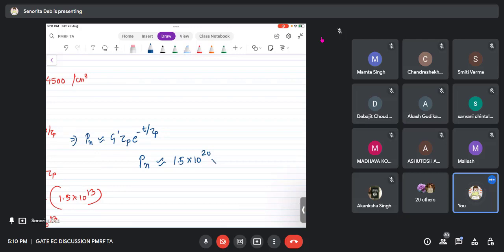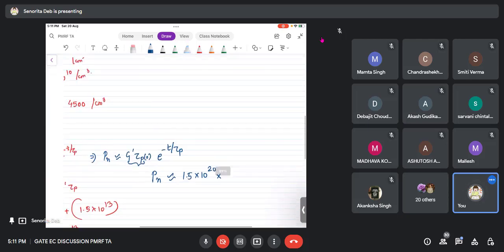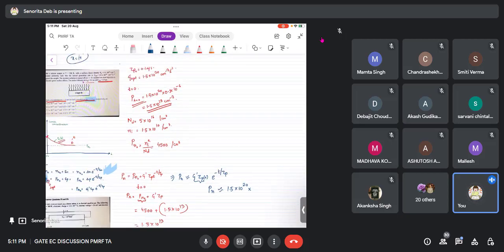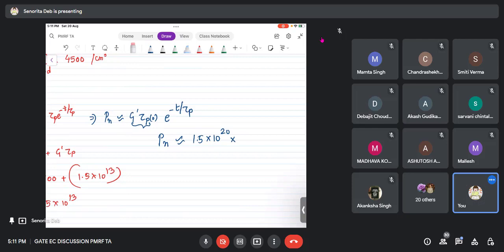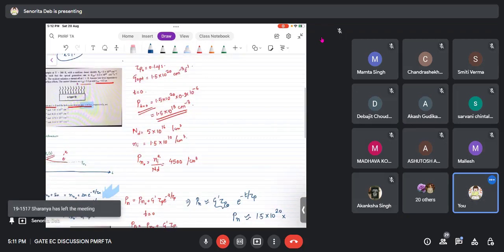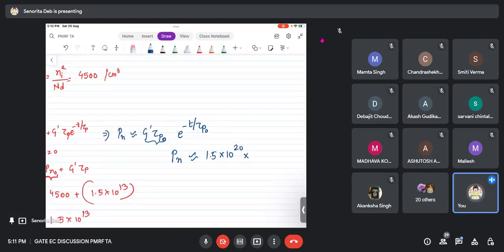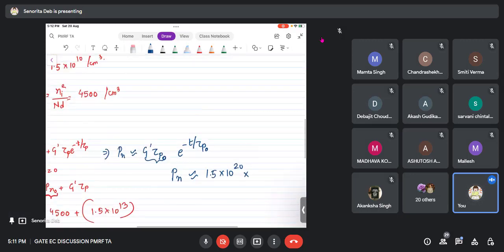Tau p is now what? I should have written it in this way, so at t equals 0 it is tau p naught. Not written like that. This is basically tau p naught, and that one is tau p. So this is tau p naught, this is also tau p naught. And if it is n, then it is g dash tau n naught e to the power minus t by tau n naught.